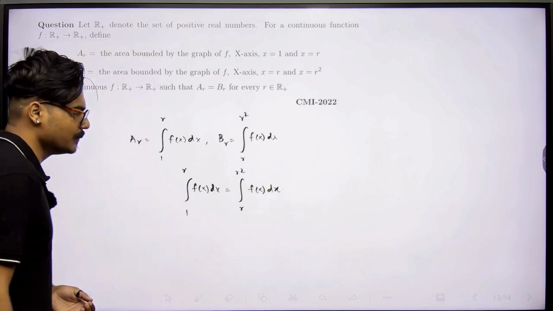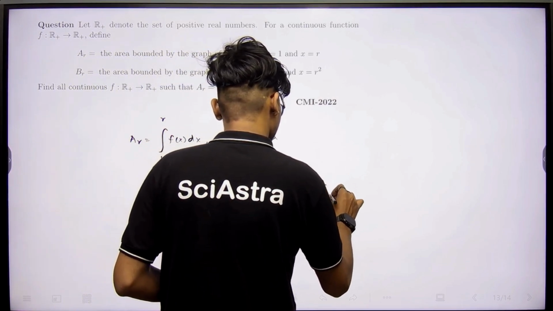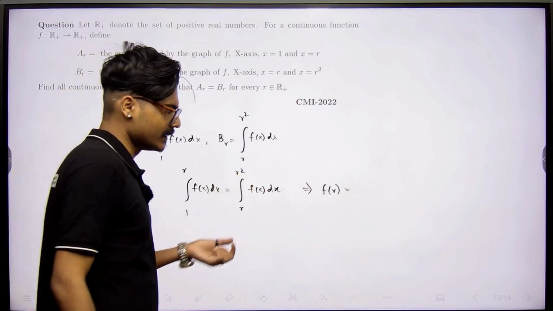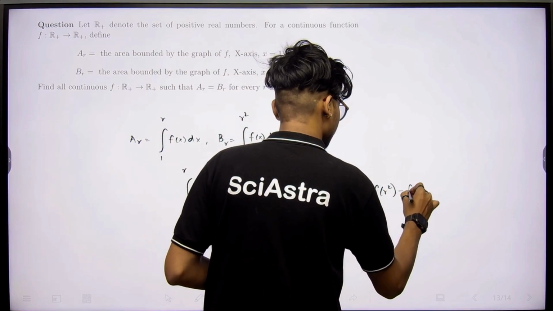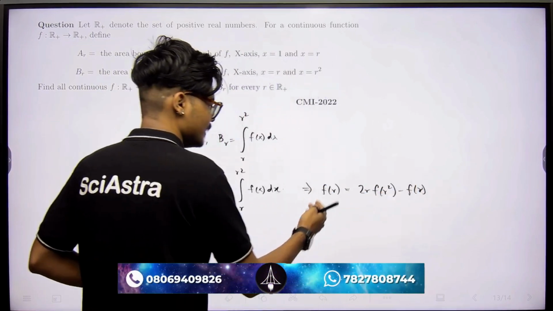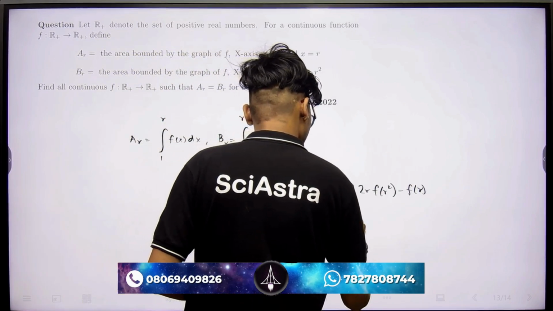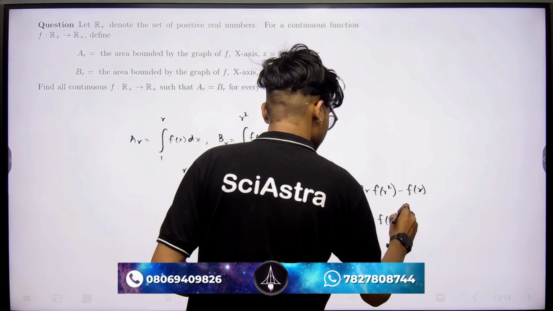Now if we differentiate both sides, we'll get that the left hand side turns out to be just f(r), whereas the right hand side is going to be f(r²) times the derivative of r², right? So that's going to be 2r f(r²) minus f(r). Now sending this f(r) to the other side and cancelling out the factor of 2, we basically get this functional equation that f(r) needs to be equal to r times f(r²).